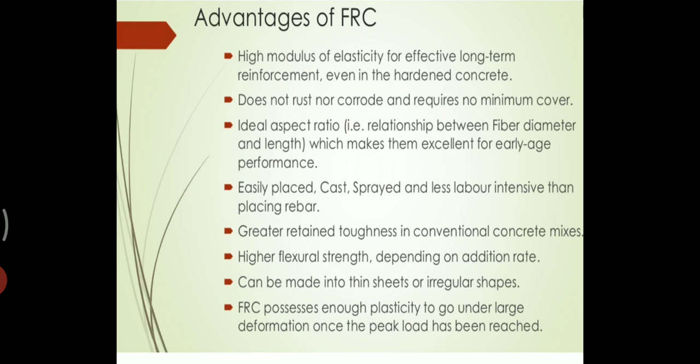Then advantages of fiber: high modulus of elasticity for effective long-term reinforcement even in the hardened concrete, does not rust nor corrode, and requires no minimum cover. Then ideal aspect ratio, that is the relation between the fiber diameter and length, which makes them excellent for early age performance, easily placed, cast, sprayed, and less labor intensive than placing rebar, greater retained toughness in conventional concrete mixes, higher flexural strength depending on addition rate, can be made into thin sheets or irregular shapes. FRC possesses enough plasticity to undergo large deformation once the peak load has been reached.